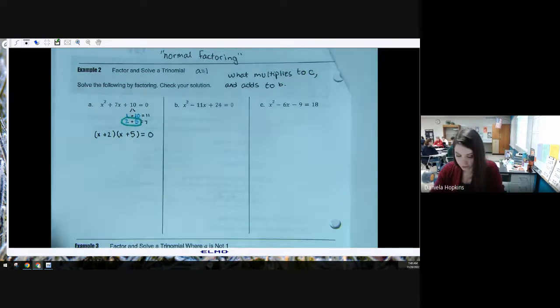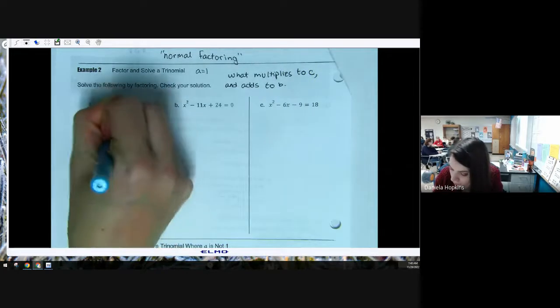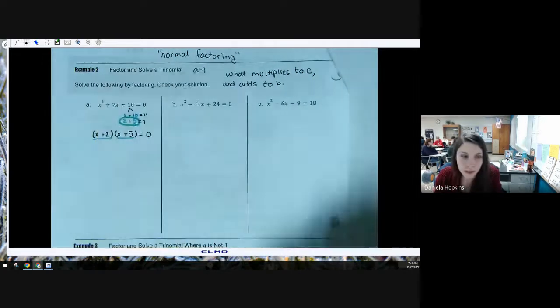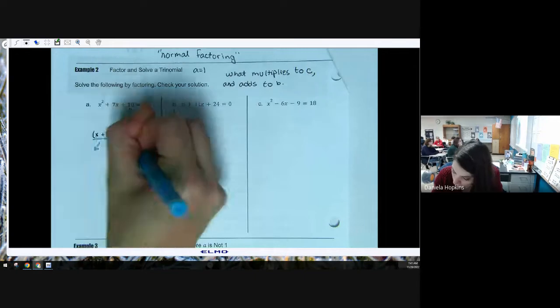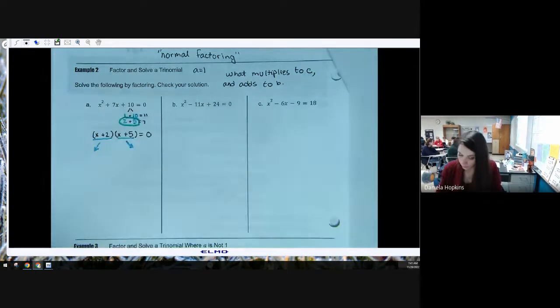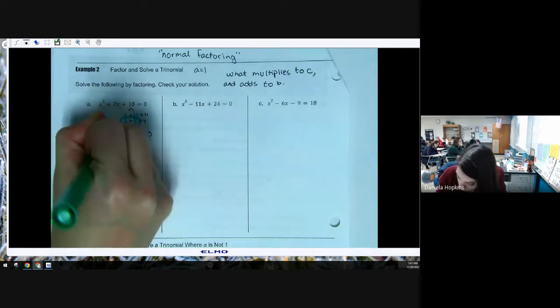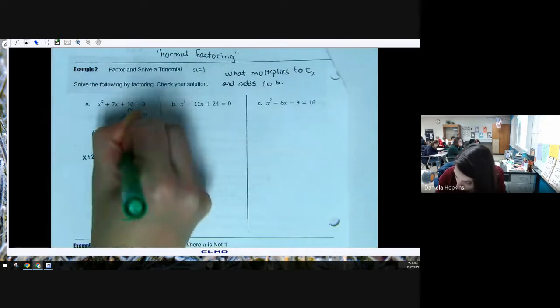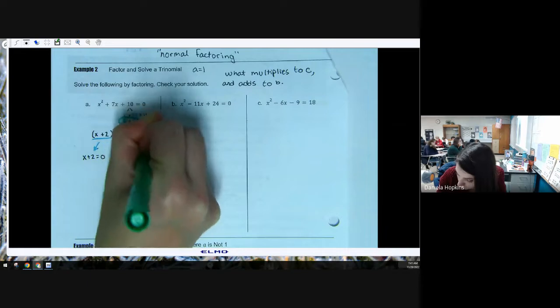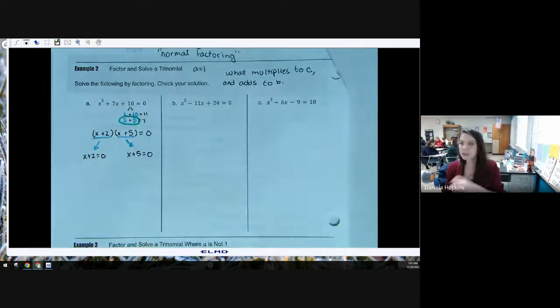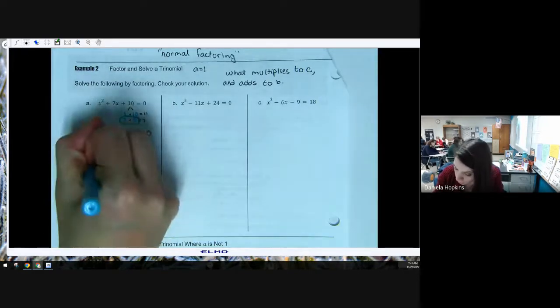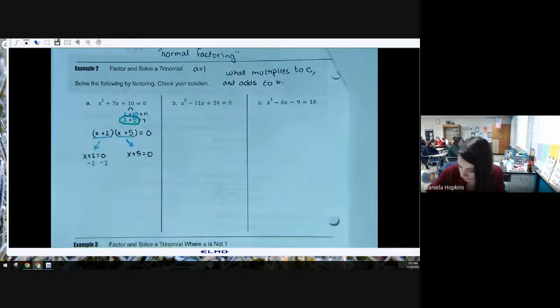So once you have these 2 factored, again, the zero product property says either this whole thing is 0 or this whole thing is 0. So you can split this off. So we can say x plus 2 equals 0, or x plus 5 equals 0. And some of you, again, will be able to do this really quickly without even splitting off. If it's x plus 2 equals 0, subtract 2 from both sides, and you get that x is negative 2.